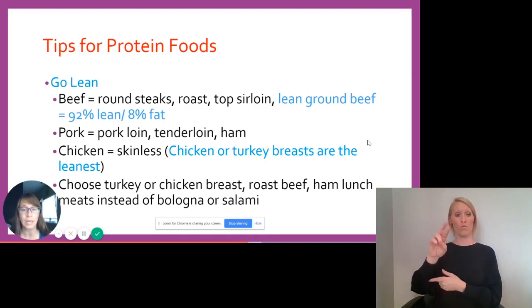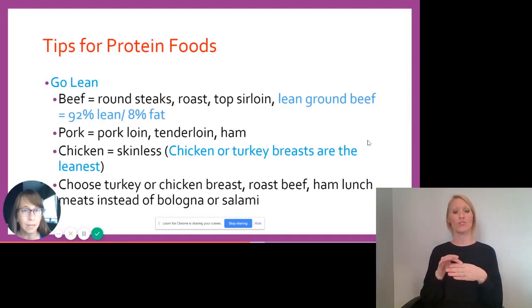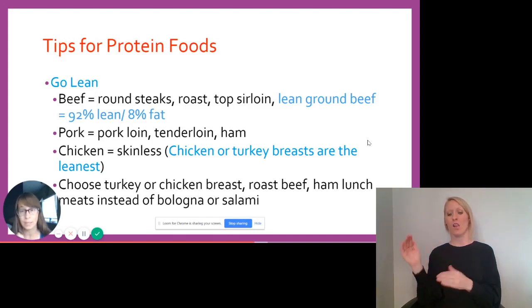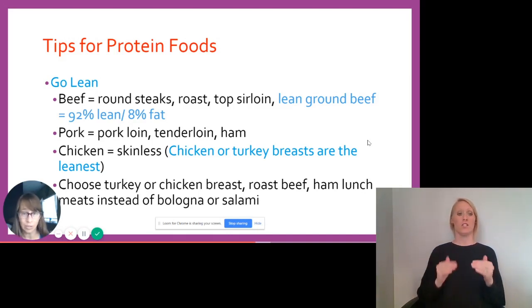Pork, like pork loin and tenderloin, those tend to be a leaner version than say bacon that you would get from a pig, right? We all love bacon, or some of you must love bacon, but you can see the fat that's on there. Very little meat, but more fat. Chicken. Going skinless is leaner. Chicken or turkey breast are the leanest part.